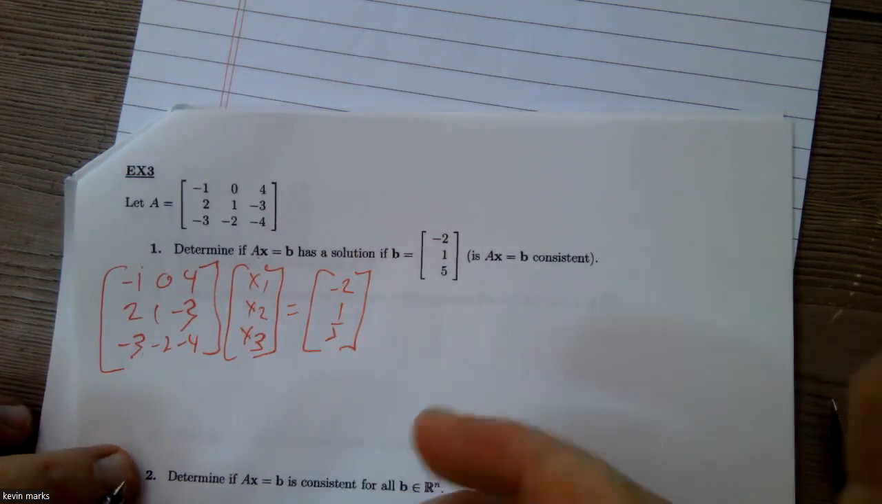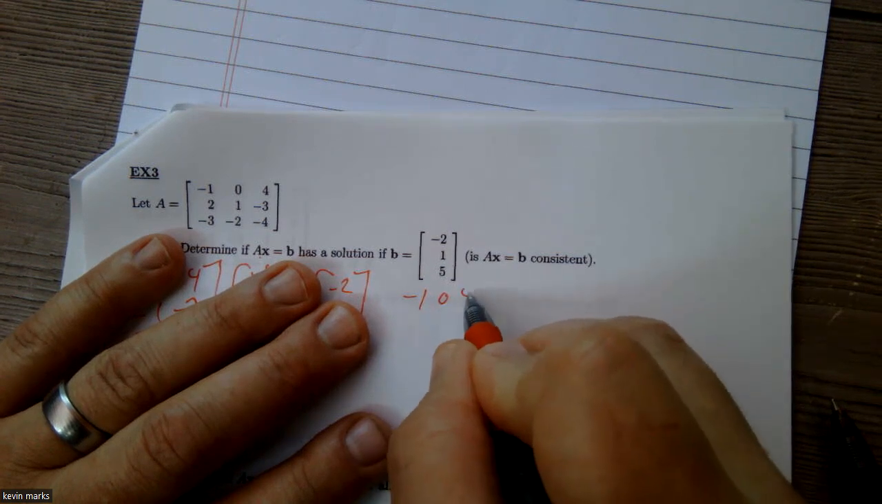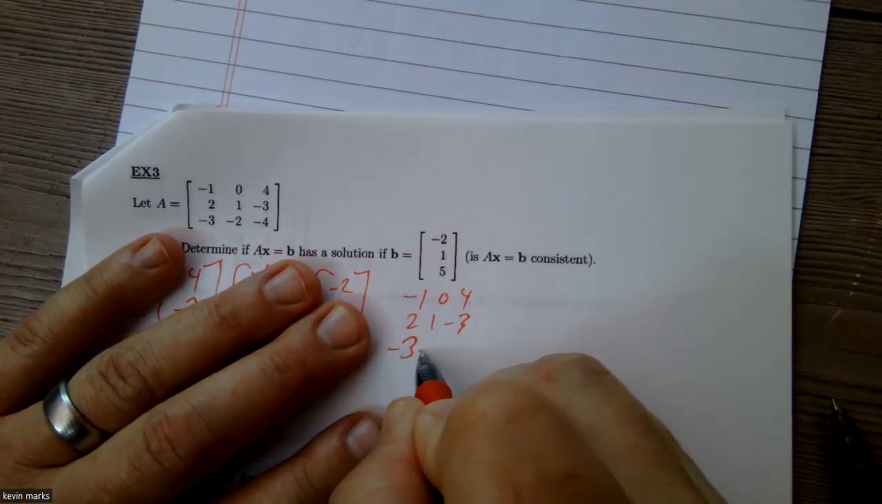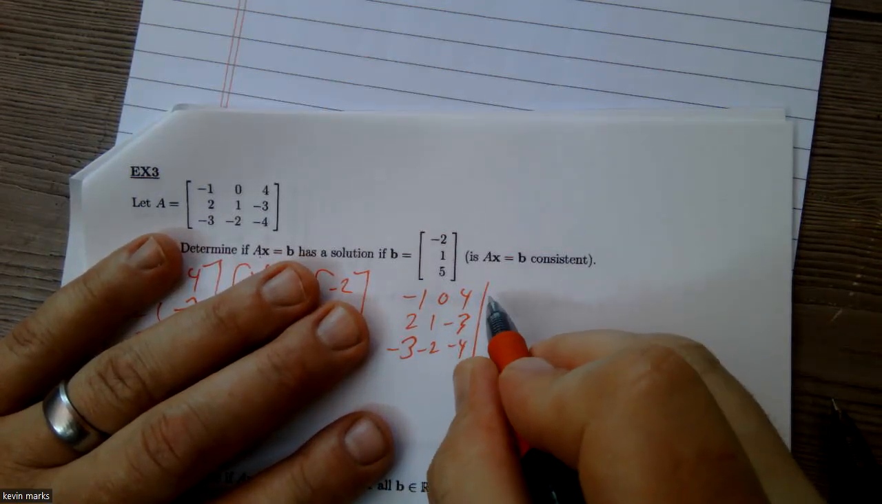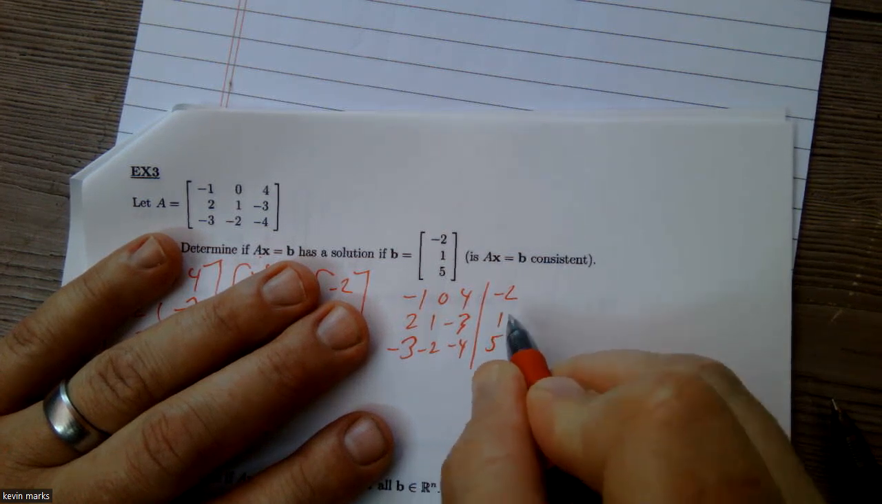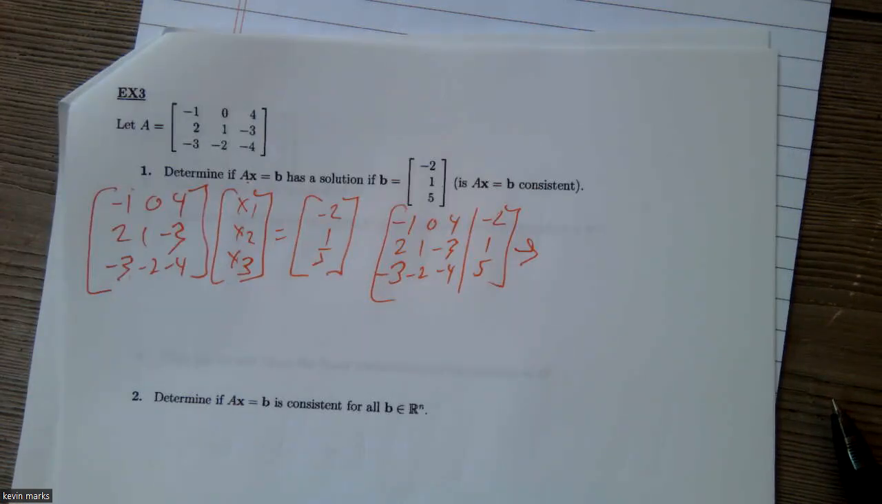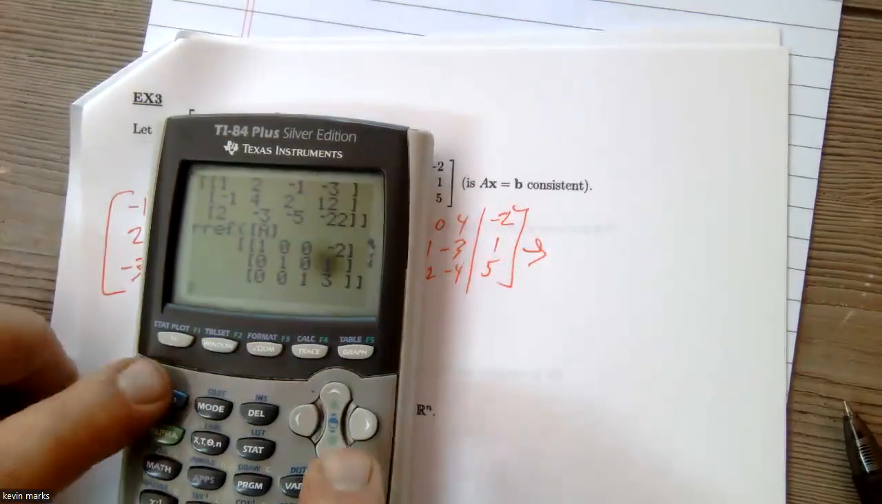You can set up your augmented matrix, right? So you're taking your -1, 0, 4, 2, 1, -3, -3, -2, -4, and you're going to augment that. You don't have to put that line there, but I think it's really helpful in this situation, with -2, 1, 5. And then I'm going to row reduce that. You can do that by hand if you like, but let me use the calculator so we're not here all day.